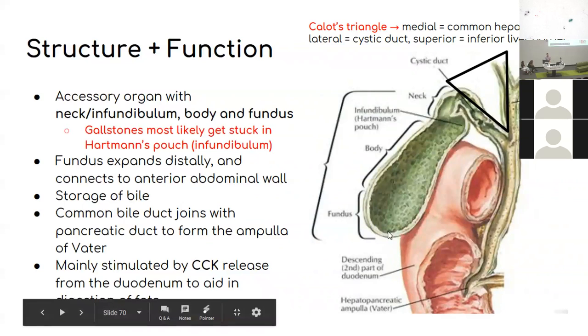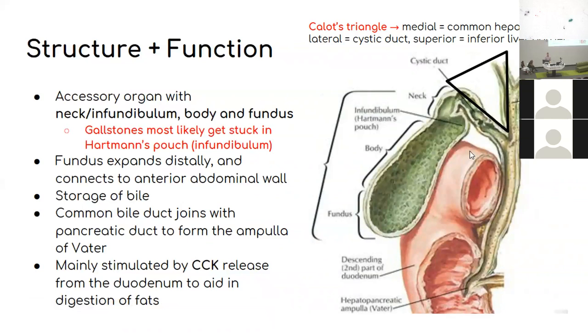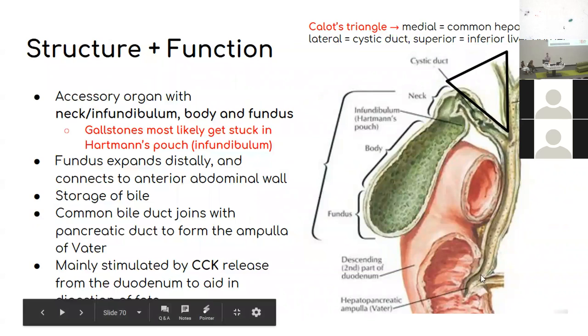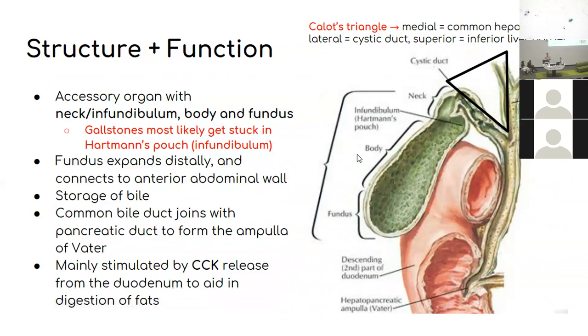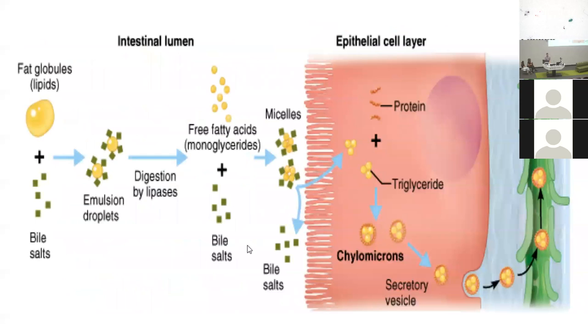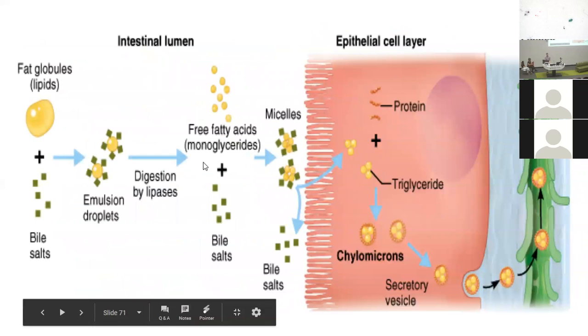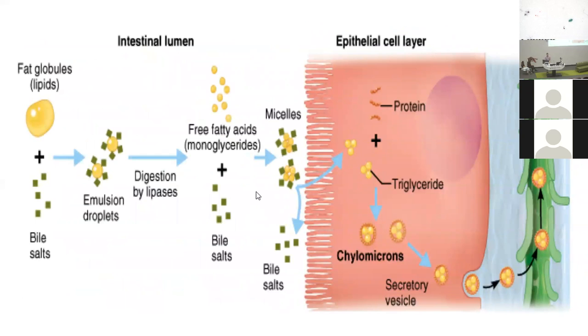Storage of bile, and just knowing the bile duct tree. So you've got your cystic duct, which joins the common hepatic duct and forms your common bile duct, which will then join your pancreatic duct. And release of bile from the bile duct is mainly stimulated by cholecystokinin. Again, that's something you can go through in your own time, for the sake of time.